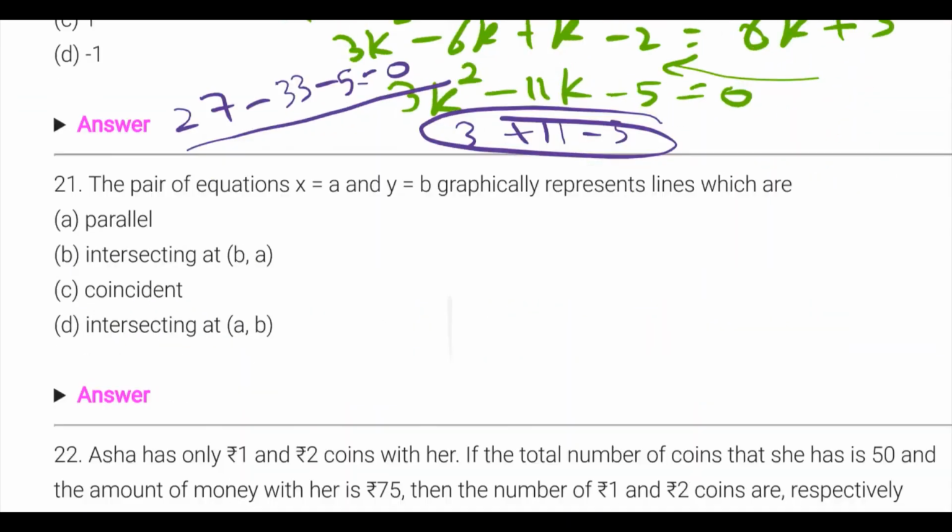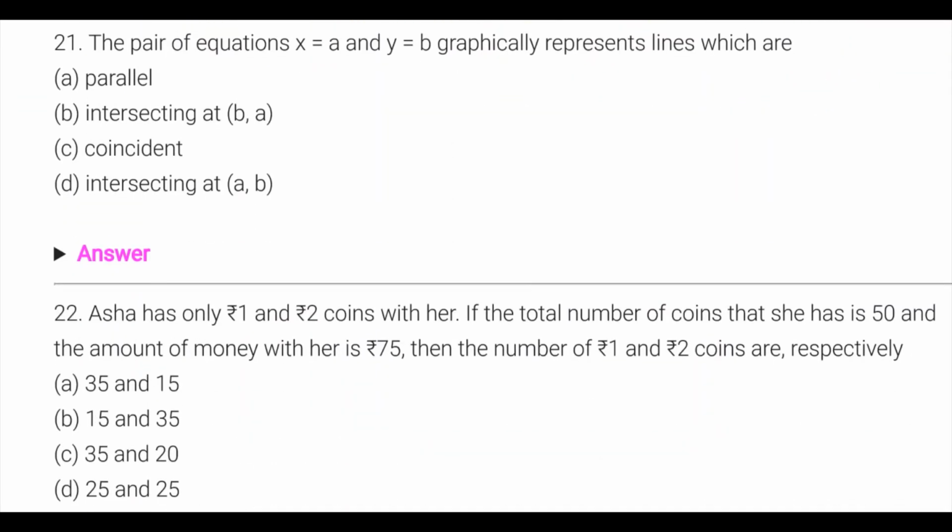We'll move on to the next question, 21. The pair of equations x equals a and y equals b graphically represents the lines which are... So these are the lines which represent the point a comma b. So these two lines will intersect at a comma b.